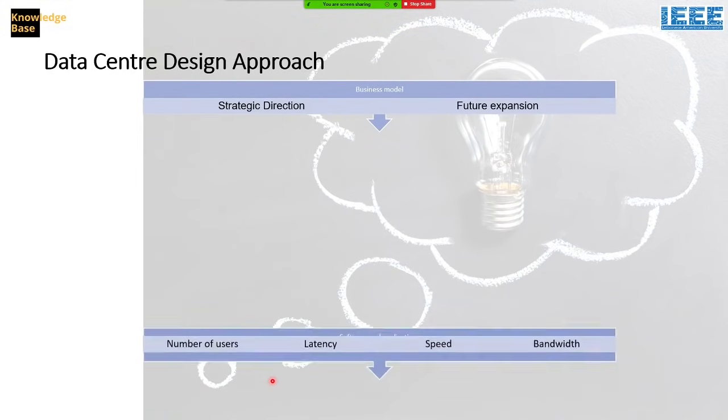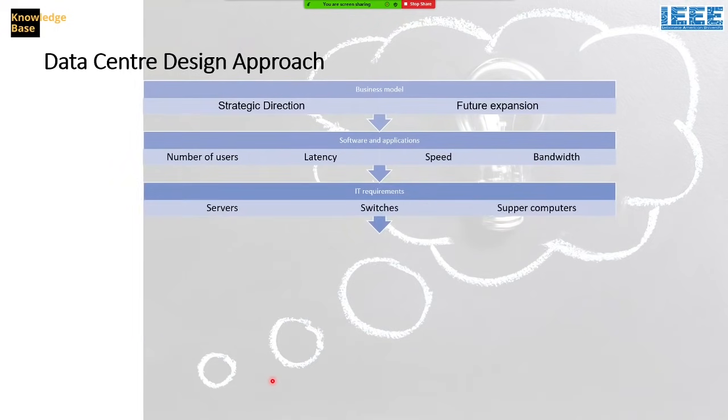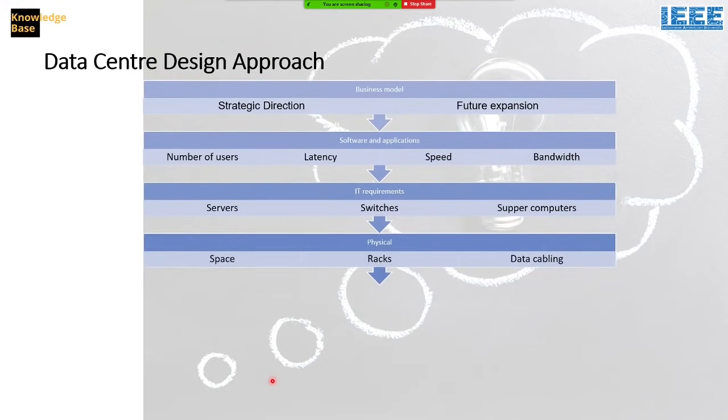Understanding the business requirements, we can understand what type of applications they need in their data center, how many users will be using this data center, what the bandwidth and speed requirements are, and so on. And then we go to understand what the IT equipment requirements would be. Understanding the IT equipment requirements, we can understand the physical requirements in a data center: how many racks they need, what space they want to occupy, and, based on the bandwidth they need, what cabling infrastructure is required to support this IT equipment.